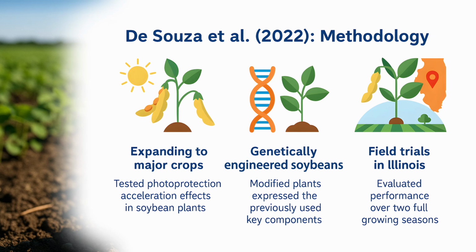For this purpose, they selected soybean, one of the world's most important grain crops and the single largest source of vegetable protein globally. The researchers genetically engineered soybean plants to express the same three components used in the earlier tobacco study: the enzymes violaxanthin de-epoxidase and zeaxanthin epoxidase, and the photosystem II subunit S protein, all derived from Arabidopsis thaliana. The resulting modified plants were tested over 2 growing seasons in field conditions in Illinois, USA.